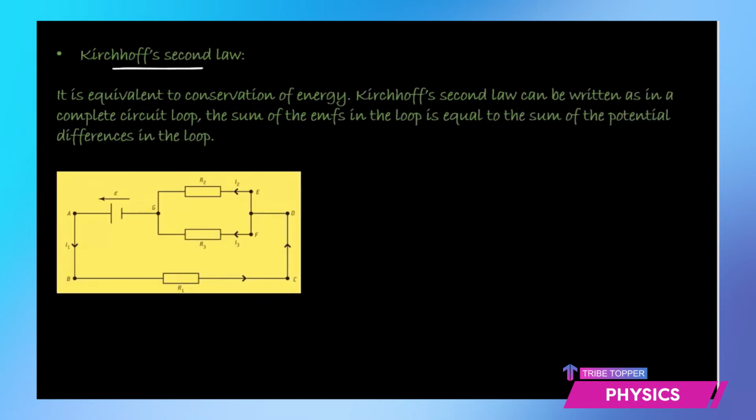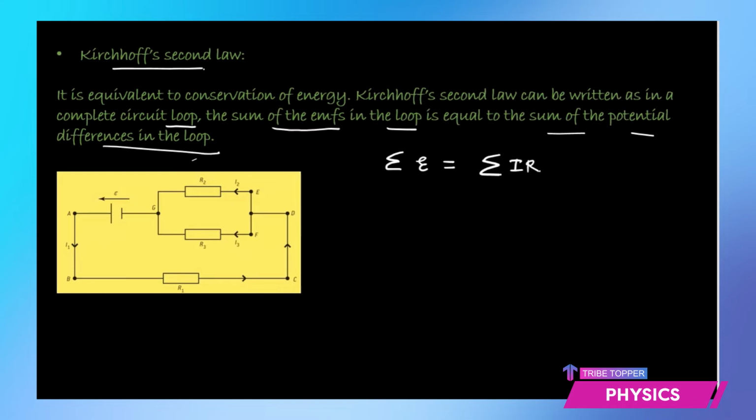And the second one, Kirchhoff's second law, we also relate it to conservation of energy. Kirchhoff's second law states that in a complete loop, this is also called the loop law because we talk about a loop, the sum of the EMFs in the loop is equal to the sum of the potential differences in the loop. That means the summation of EMFs E is equal to the sum of all the potential differences across the loop, that's the product of I and R. So we have to see everything here in the form of a loop.